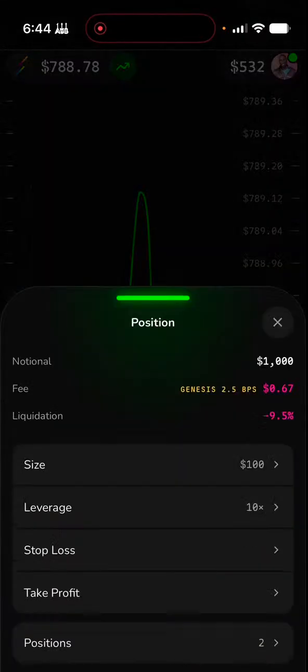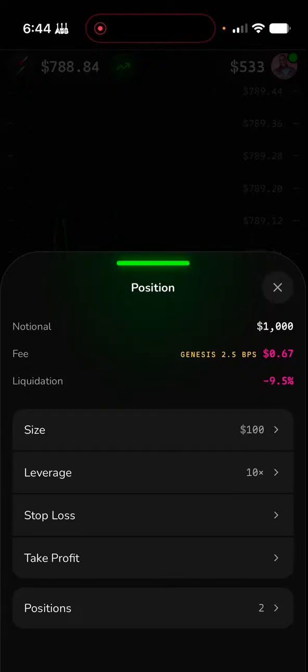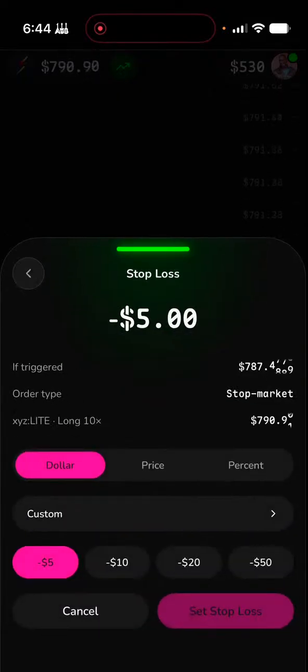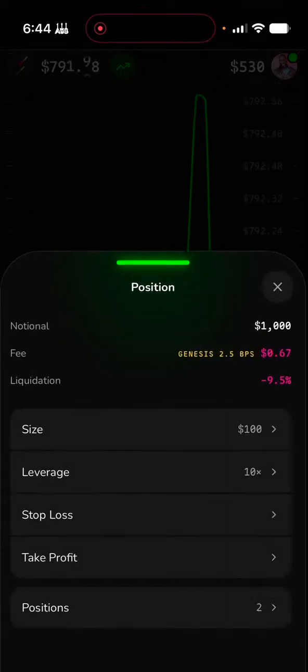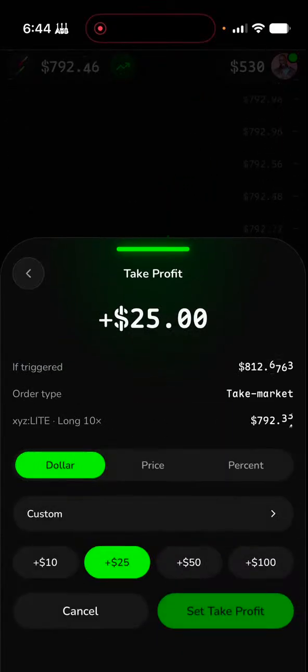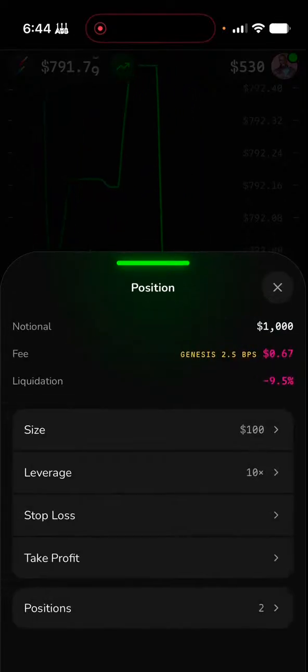Then over here on the left-hand side, you've got your size. So how much money you're depositing, your leverage, which multiplies by your size. So in our case, we're opening up $1,000 positions. So when we see the price go up $10, that means we're making $10 on $1,000, but we've only put up our own $100. So that's how the leverage math works. And then you can set your stop loss here, and you can set it by dollar, price, or percent, or you can set your take profit also by dollar, price, and percent.